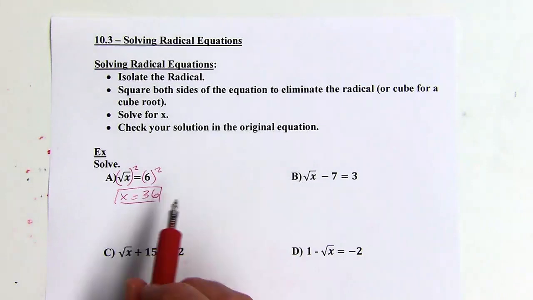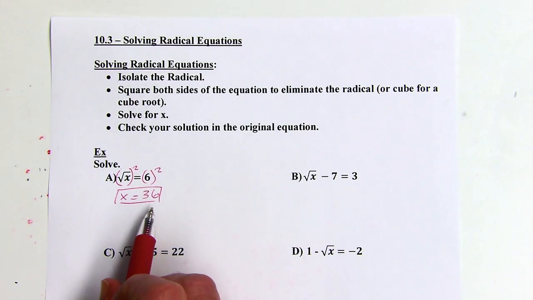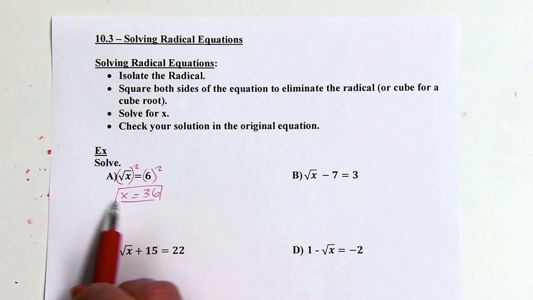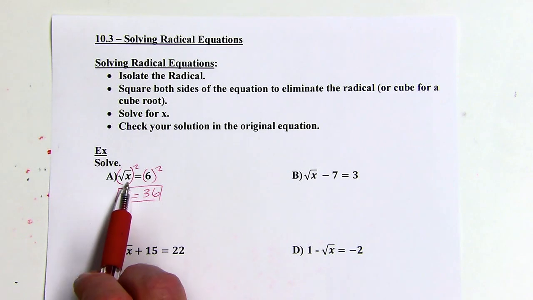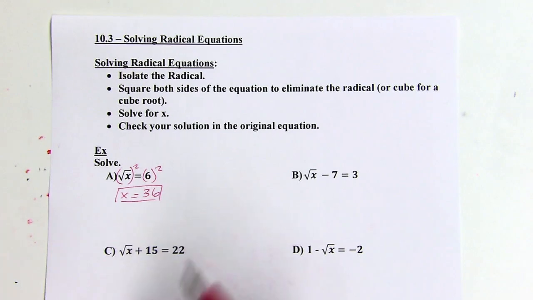Okay, so you can always check your answer in the original equation. I'm not going to write that out here, but I can think, hey, plugging 36 in for x, the square root of 36 is 6, so that works out.